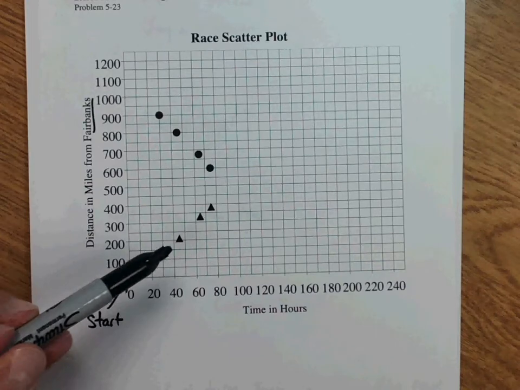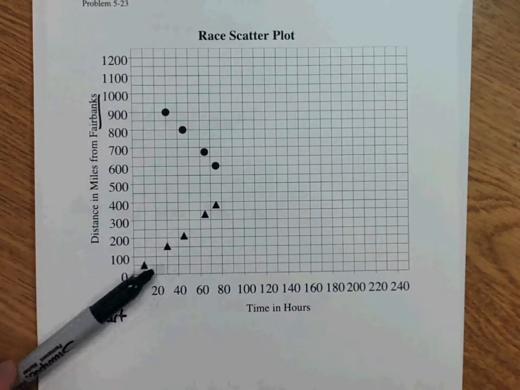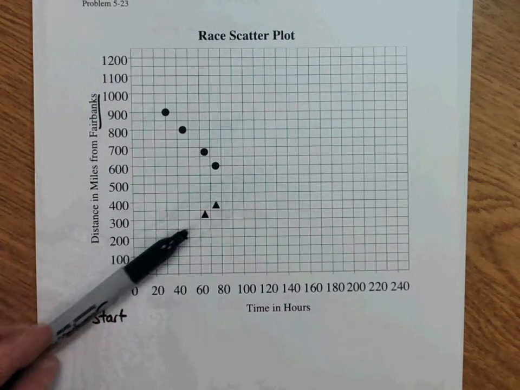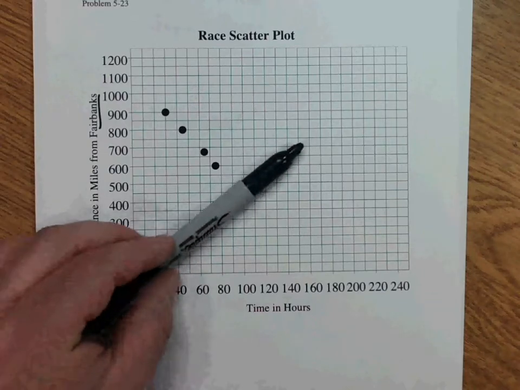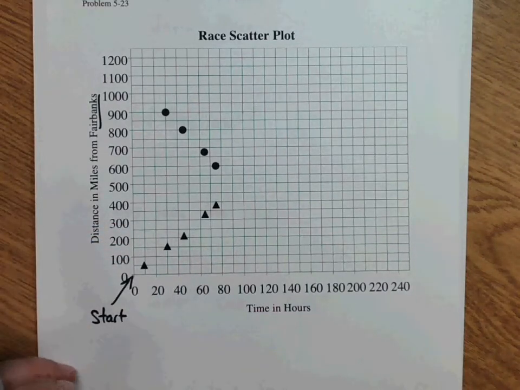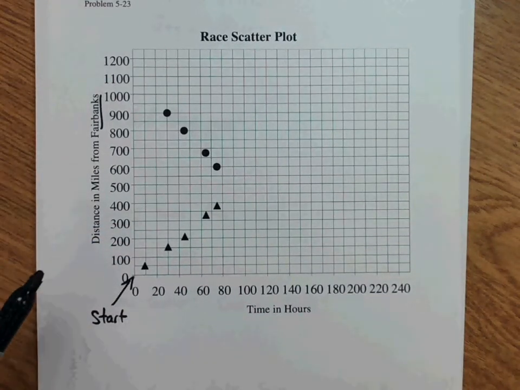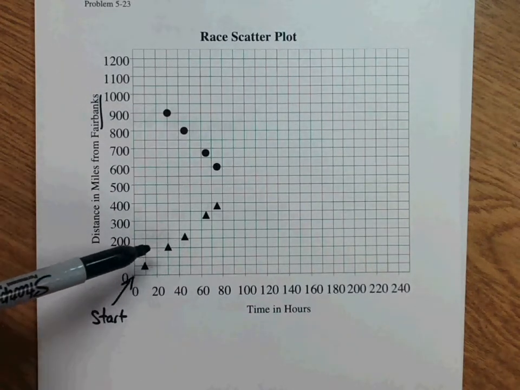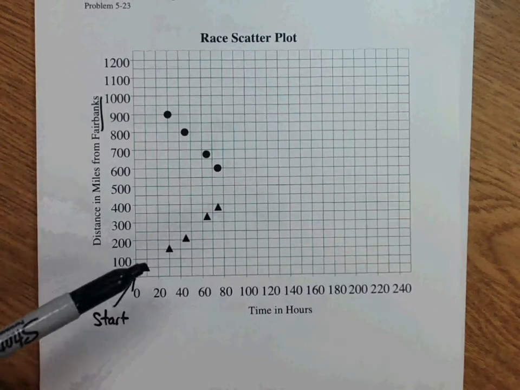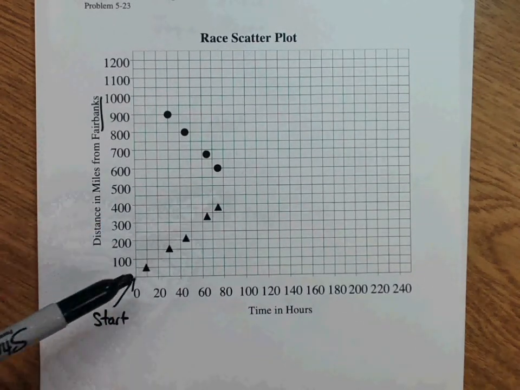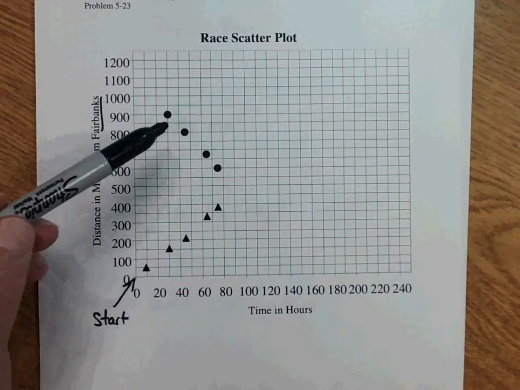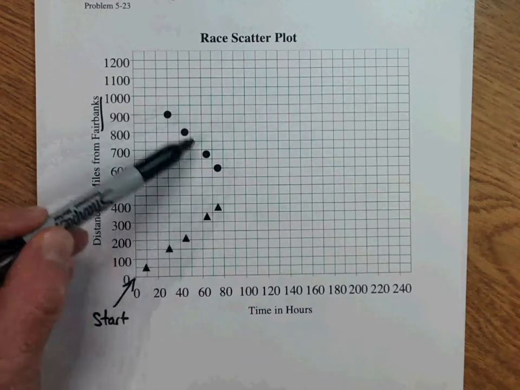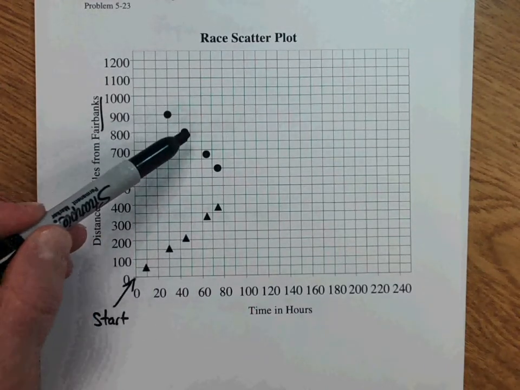Notice it's not in a perfect straight line, but it is still in a linear path. It's hard for some students to understand. It doesn't have to be perfectly in a straight line. It's a scatter plot. So some days are a little faster than other days. As long as it travels in a straight path, we consider it linear. Likewise, these circles are in a straight path. We consider them linear, even though it's not perfectly straight.